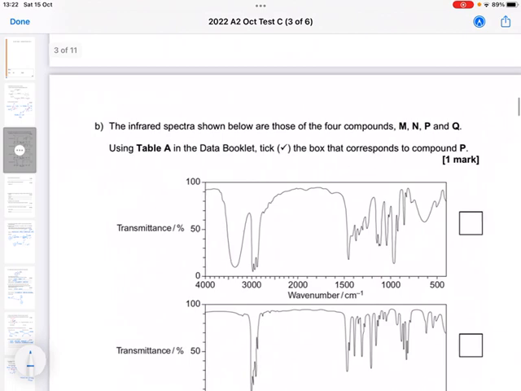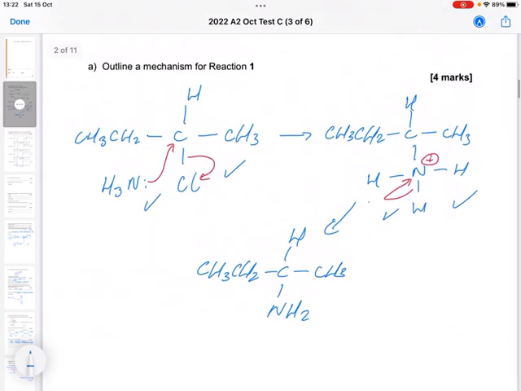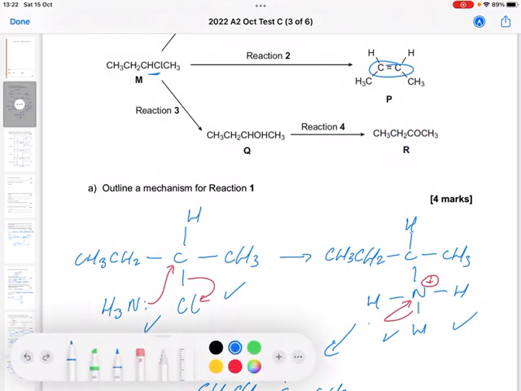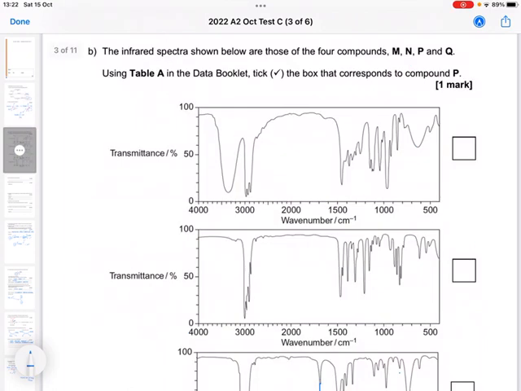Okay, part B, the infrared spectra below show those of the 4 compounds N, M, N, P, and Q. We need the one that corresponds to compound P. Compound P has a carbon-carbon double bond. R isn't in there, so let me just circle that as it's not been in there, but Q could be one of them, which has got an OH. So the carbon-carbon double bond, what we're looking for is a peak between 1620 and 1680. So 1620, 1680, so not there, not there.